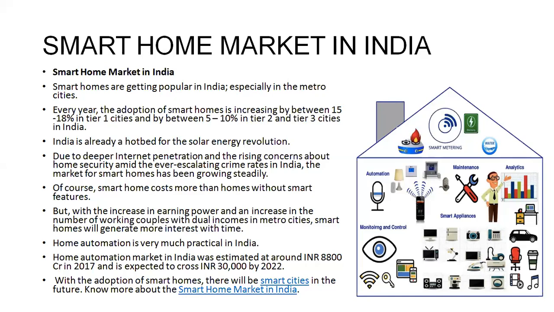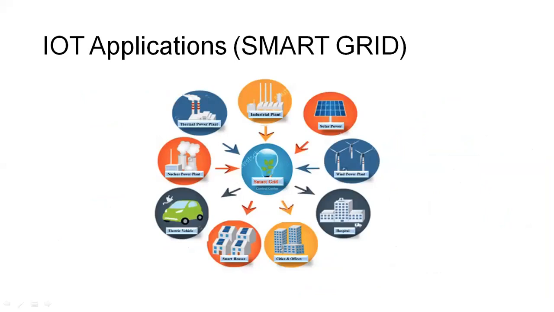So home automation is actually very practical in India. Home automation market in India was estimated at around INR 8800 crore in 2017 and is expected to cross 30,000 crore by 2022. Okay, with the adoption of the smart home, we can see that in the future our home will be more smarter. Okay, sir, next slide.